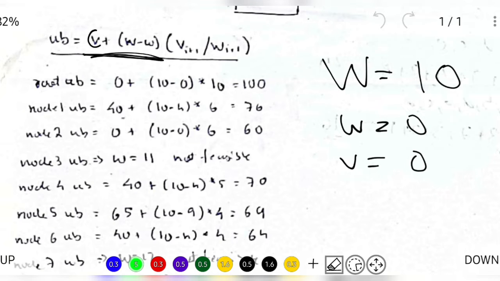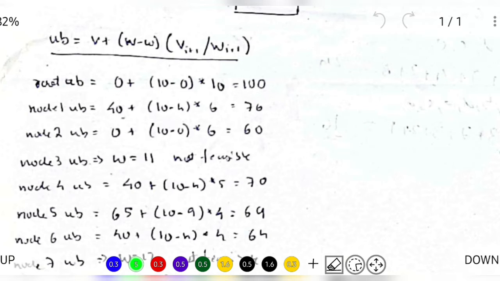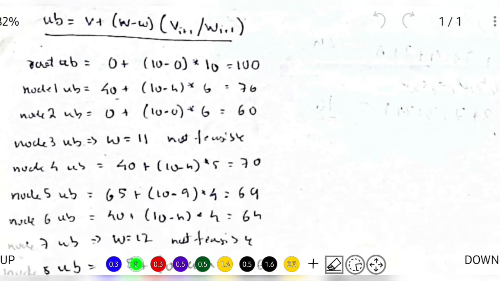So when we substitute V as 0, we write 0 here. First we are finding it for the root. Root upper bound: 0 plus the total weight, 10, minus the initial weight, 0, so 10 minus 0, into 10. What is this? This is V(i+1) divided by W(i+1), which is nothing but the value by weight ratio of the next object. I'll tell you why we use this formula. After the root node, the next object is 1. The value by weight ratio of the first object is 10, so we write into 10.